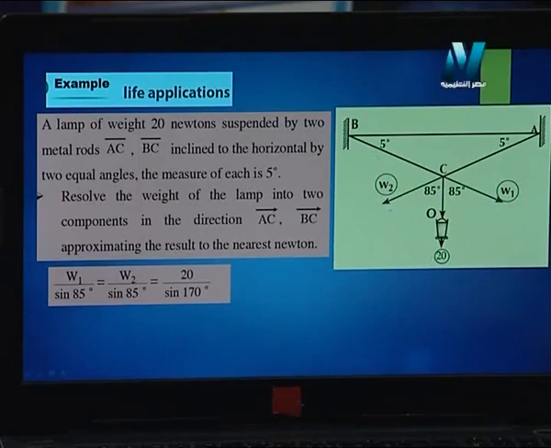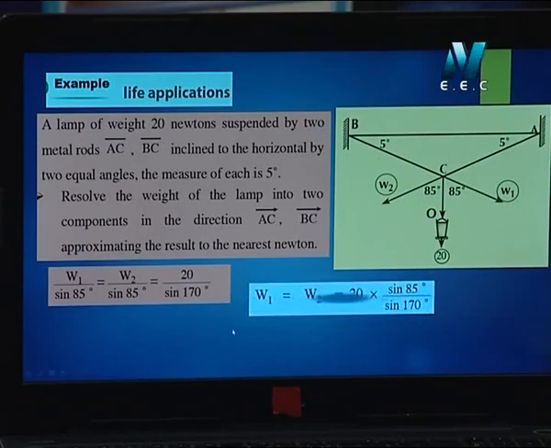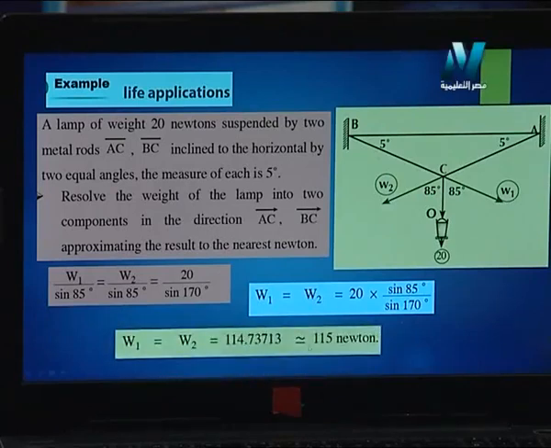20 over the sine of the sum. The sum of 85 plus 85 equals 170. W1 will equal W2 because they have the same denominator here; all of them are divided by sine 85, so they are equal in magnitude, equal to 20 multiplied by sine 85 over sine 170 degrees. The answer will be 114.73713, approximately equal to 115 newtons.